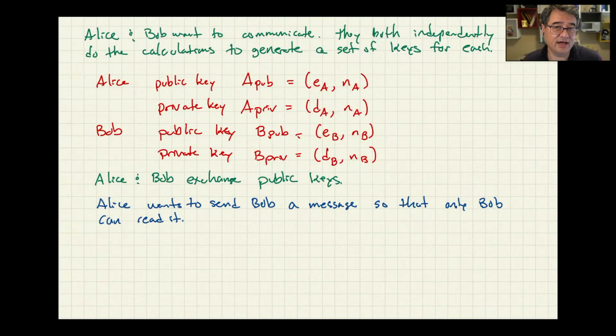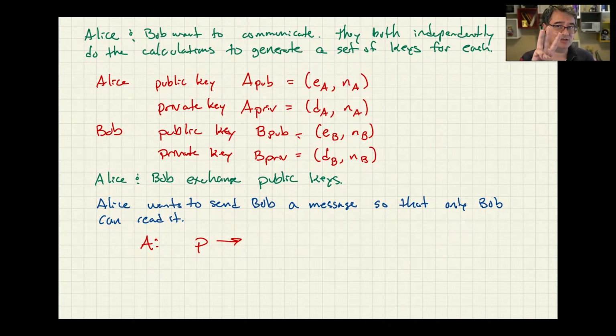So now, Alice and Bob want to send messages. Alice wants to send Bob a message in such a way that only Bob can read it. What does she do? Alice takes the plain text, and then she runs that plain text through which key? Which key does she use to encrypt this message that's going to Bob? Which key should she use?